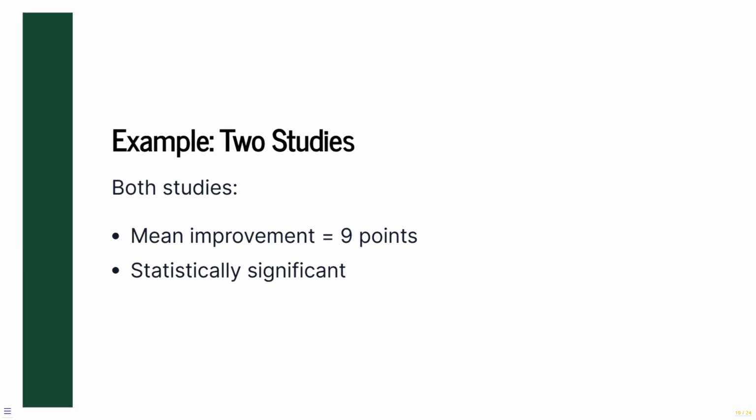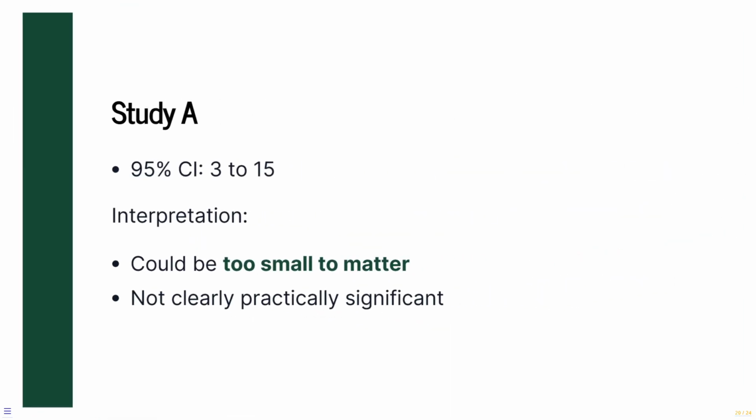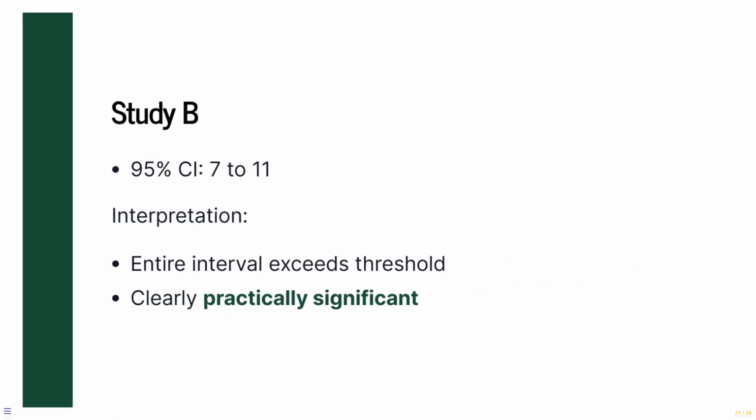Consider two studies that both report an average improvement of 9 points. In the first study, the confidence interval ranges from 3 to 15 points. This means the true effect could be too small to matter. In the second study, the confidence interval ranges from 7 to 11 points. Since the entire interval is above a meaningful threshold, we conclude the effect is both statistically and practically significant.